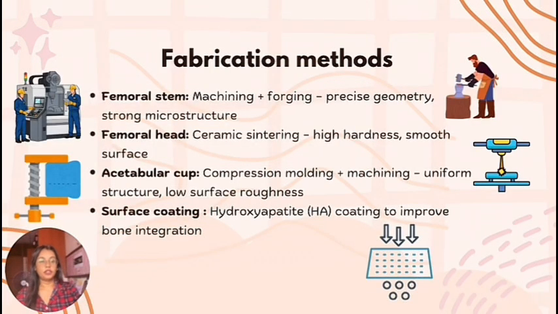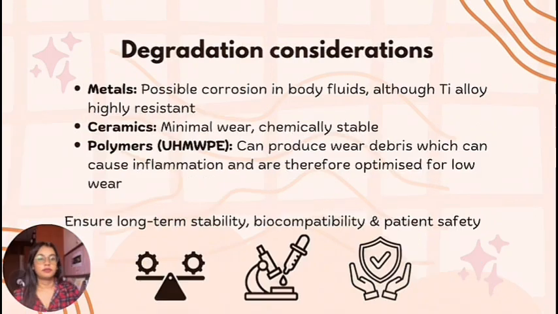Then I would like to continue on fabrication methods. The fabrication method is critical to ensure mechanical integrity and surface quality. The femoral stem is machined and forged for precise geometry and strength. The ceramic femoral head is sintered, producing a hard, smooth surface for articulation. The acetabular cup is compression molded and machined to achieve uniformity and low roughness. Implants also have hydroxyapatite coating to enhance bone integration.